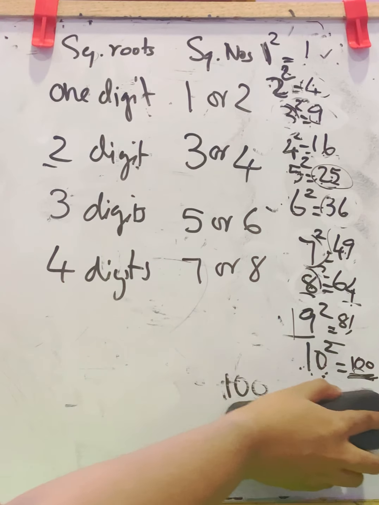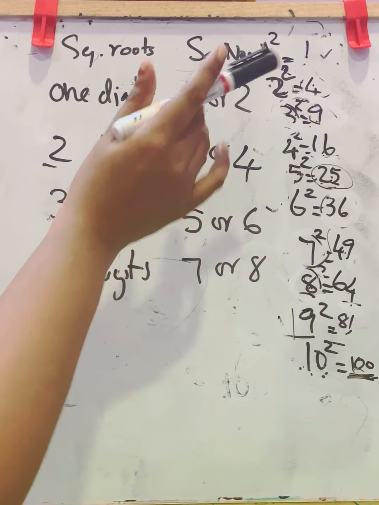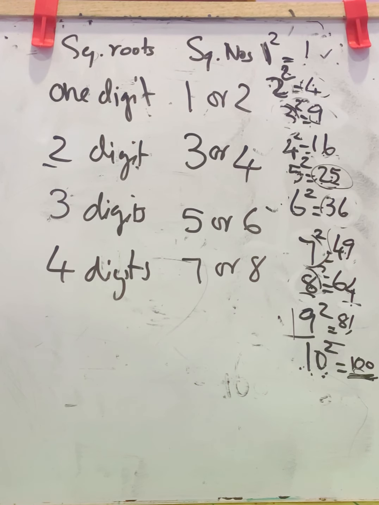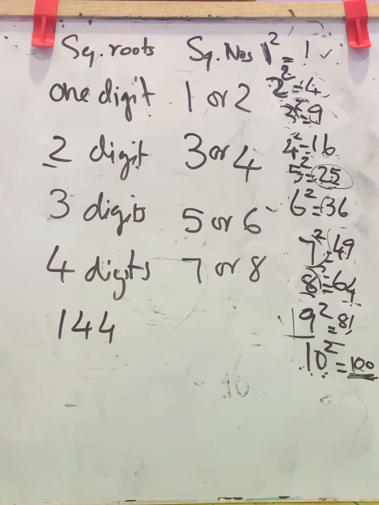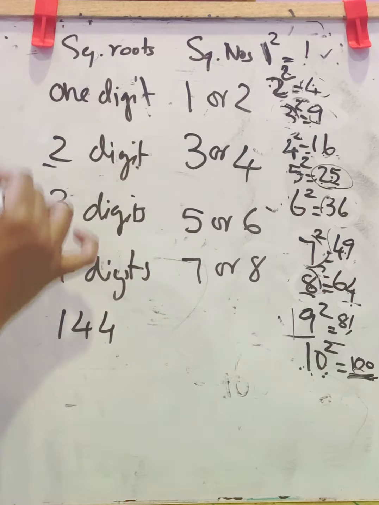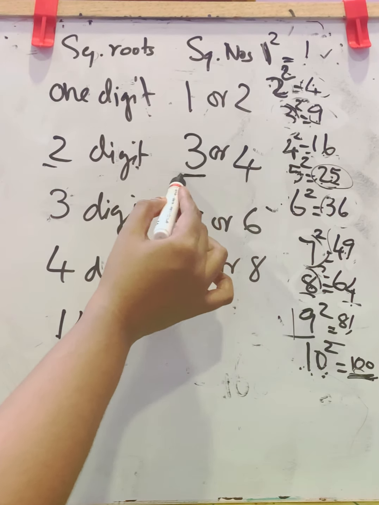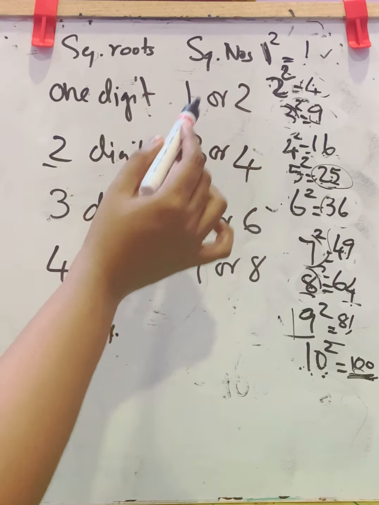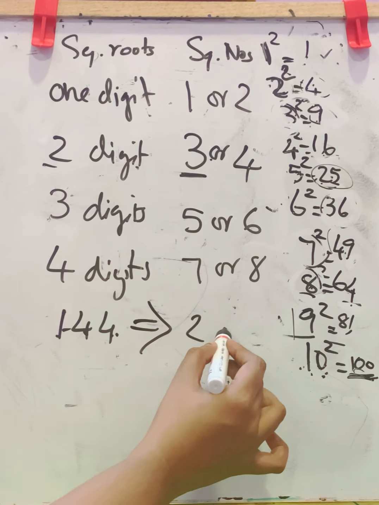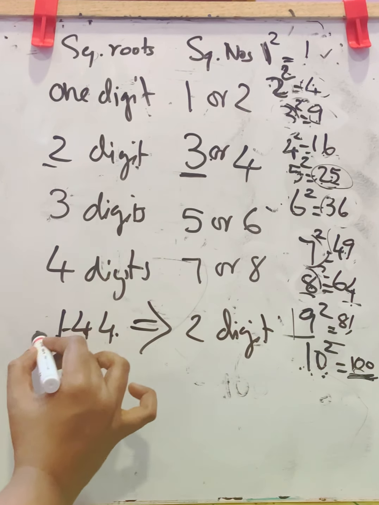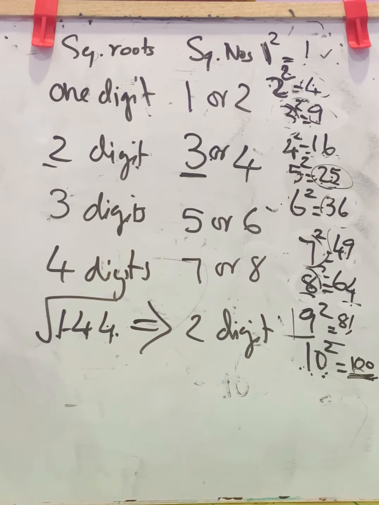Now our question is, what will be the number of digits in the square root if square numbers are given? So first question, 144 is a square number. Find out the number of digits in the square root. 144 is a 3 digit number. If 3 digits are there in the square number, then the square root will be a 2 digit number.